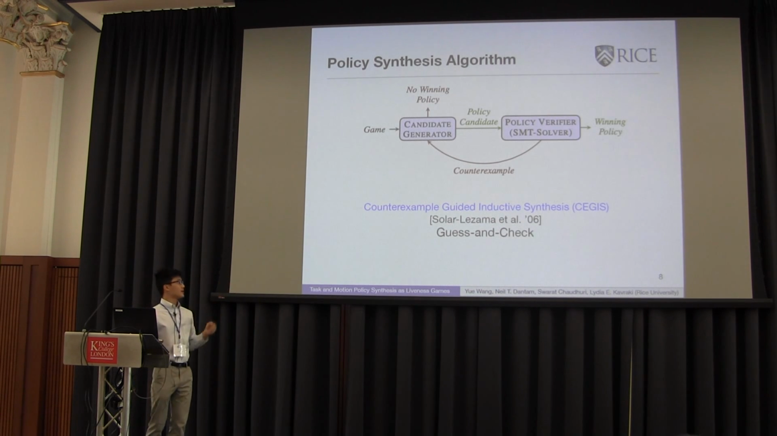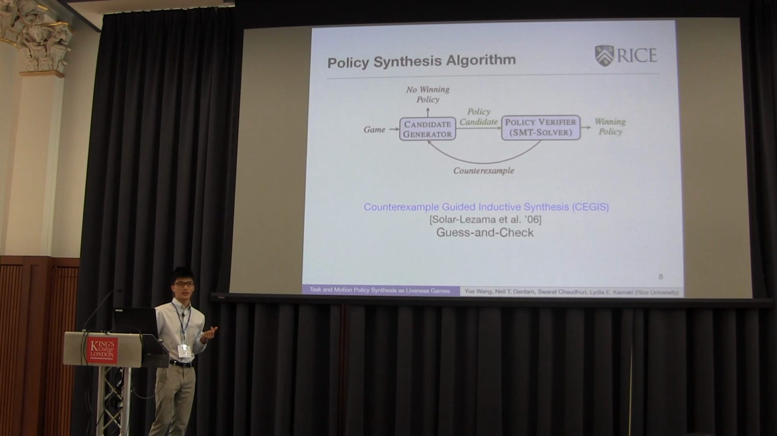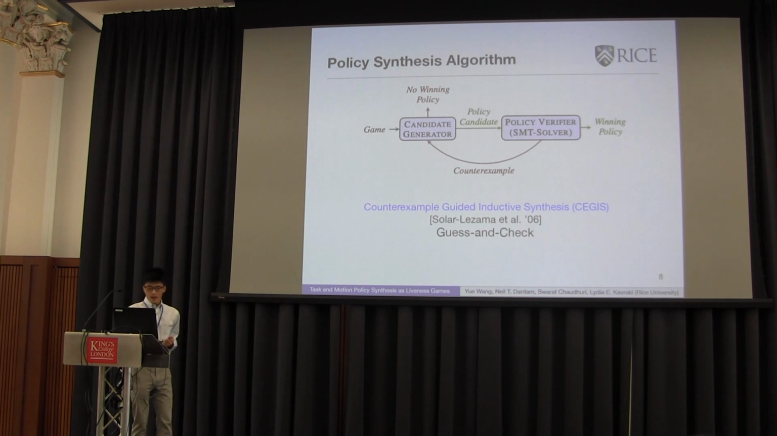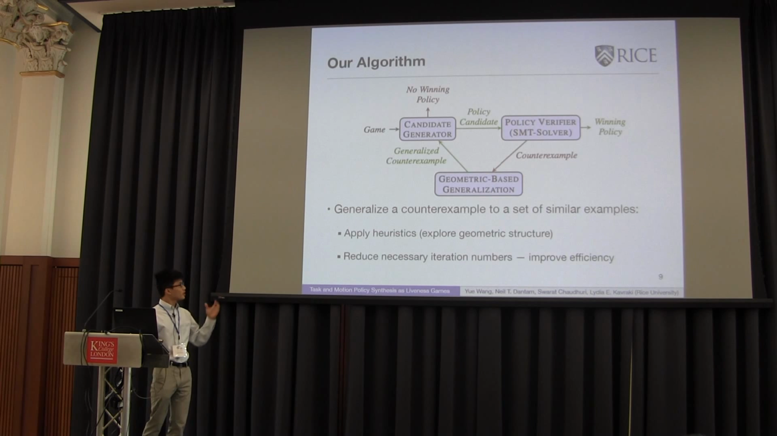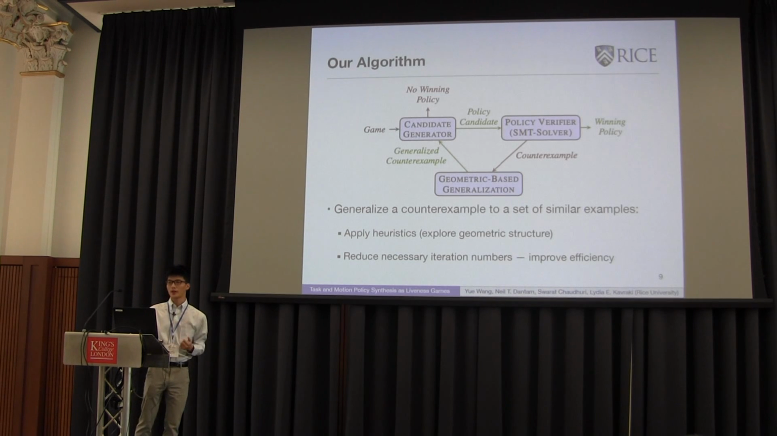However, we cannot directly apply this algorithm. The reason is that the state space of the problem is very huge, so we may need a huge number of iterations before we converge to a winning policy. Our solution to this issue is to add an additional component called the geometric-based generalization. This generalization component will take a single counterexample and apply heuristics to generate a set of similar examples. This generalization helps us learn more than one counterexample per iteration and reduces the necessary number of iterations. That helps us improve efficiency.